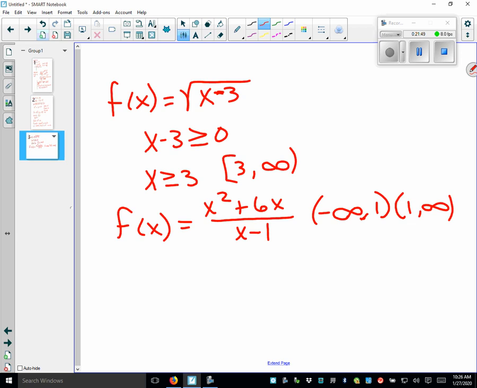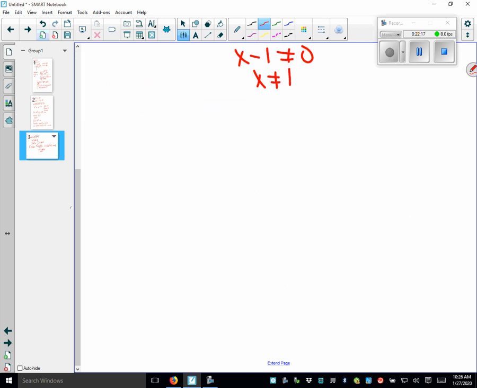X minus 1 has to be greater than or equal to 0, right? No, it's greater than 0. X minus 1 cannot equal 0. So could we write that x minus 1 is greater than 0? No. X cannot equal 1. That means x cannot equal 1. You only use the greater than or equal to signs if it's under a bracket.